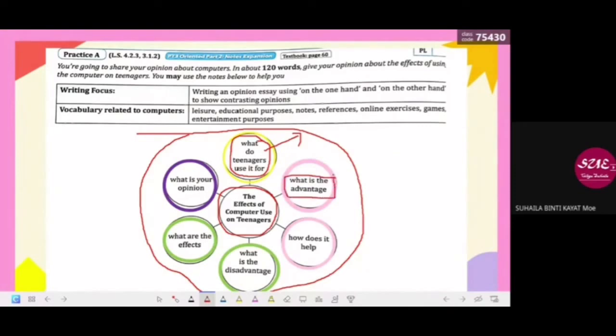Okay, this is on the other hand. Then you explain what's the advantage. Dia dah bagi apakah advantage dia, kelebihan dia. Okay, kelebihan dia you can use these words, maybe for leisure, maybe for educational purposes or notes. Boleh guna this one atas ni to guide you to write. Okay, so how does it help? This is the elaboration.